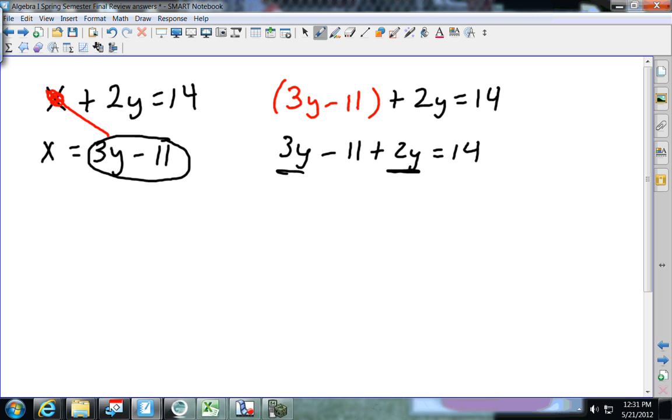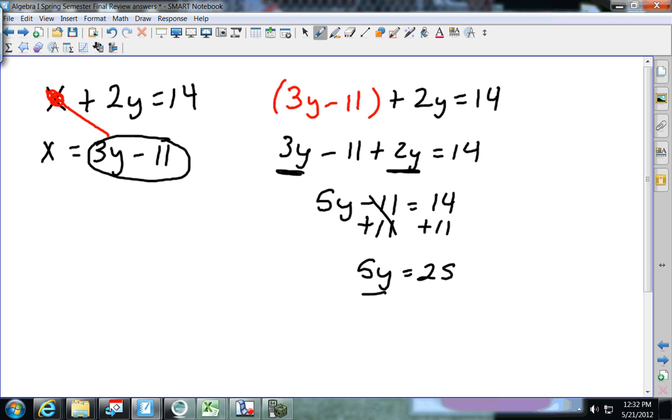3y minus 11 plus 2y equals 14. The y's go together. 5y minus 11 is 14. Add 11 to each side. 5y equals 25. Divide by 5. Y is 25. Whoa, what am I saying? Y is 5. Okay, so my solution, my y number is 5.